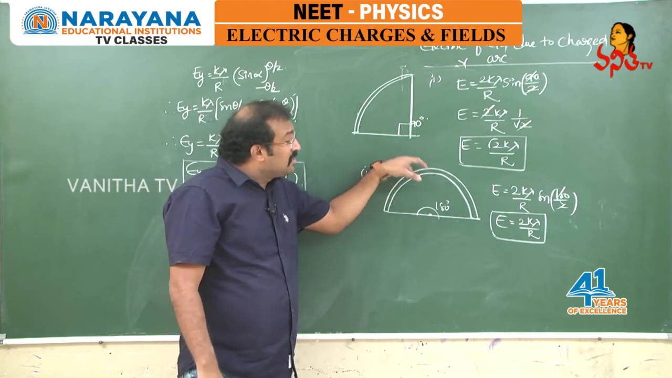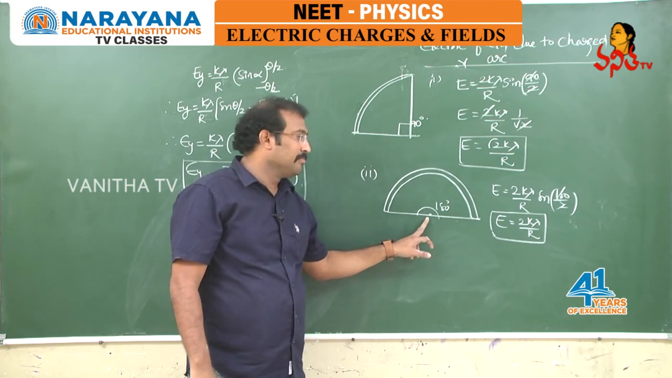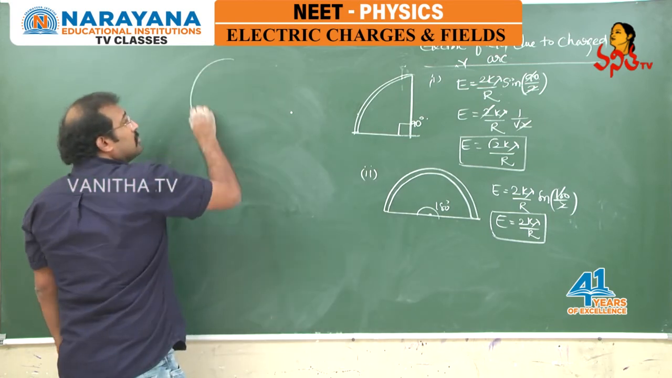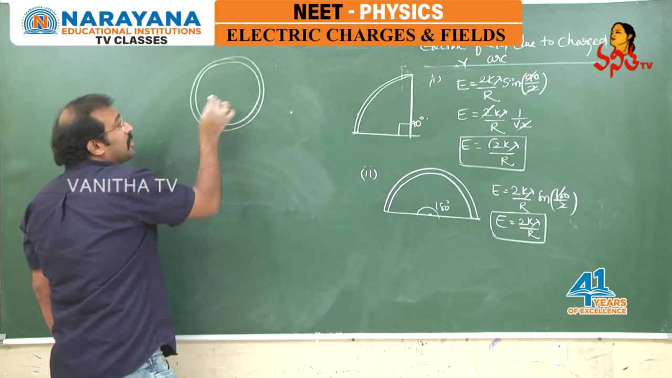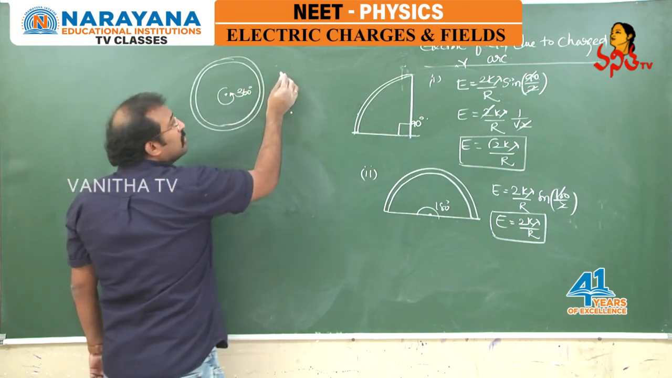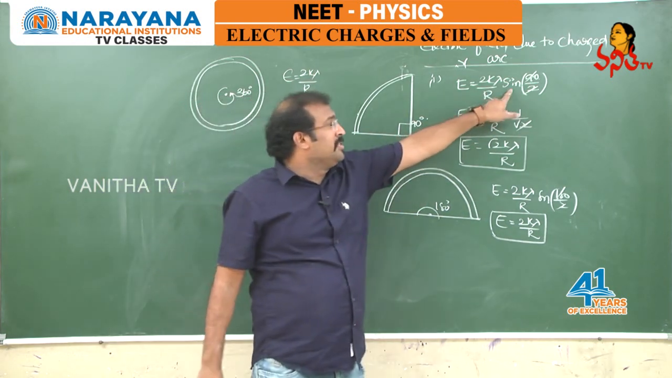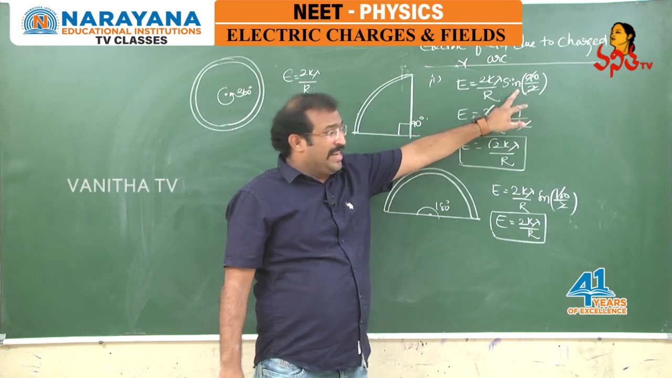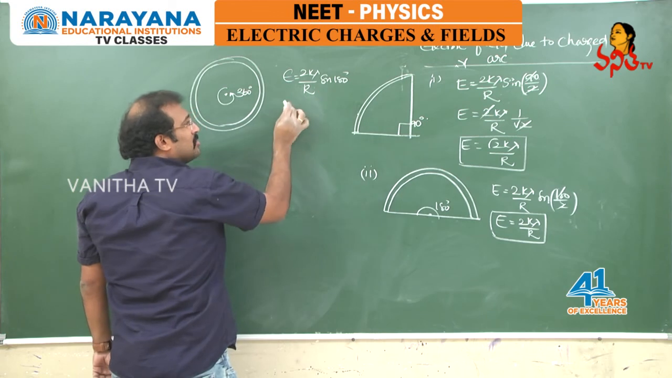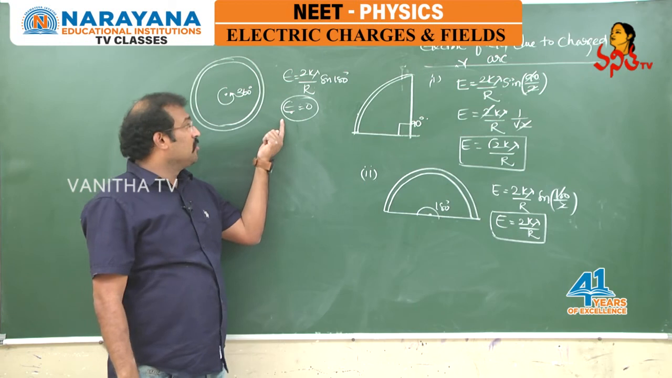Third one we can discuss. If the charged arc is a circular arc, then it makes 360 degrees at the center. So E is equal to 2kλ by r into sin 360 by 2, that is 180. Sin 180 is 0. So electric field at the center is equal to 0.